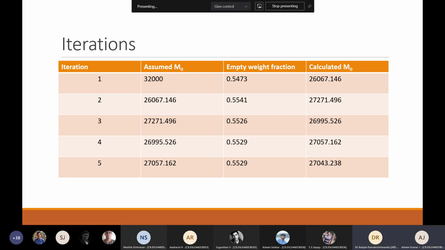Yes, sir. These are the iterations which I have performed. The empty fraction stops at 0.5529, and the calculated M naught converges at 27,040 kilograms. Okay, good. Any questions?